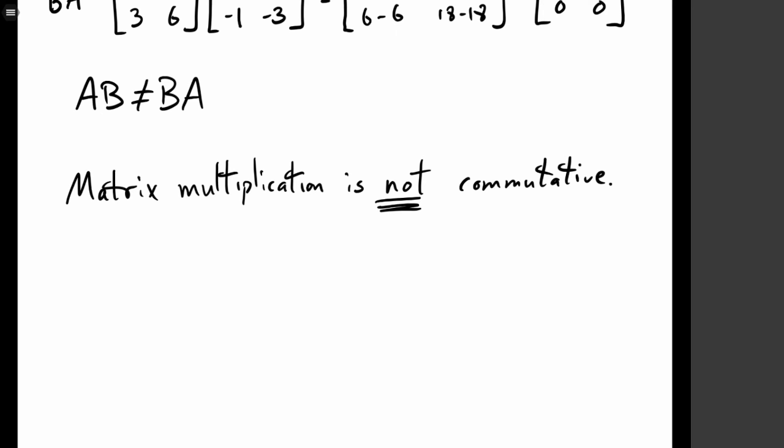All right. So we'll end this one here, and then we'll talk about something called the identity matrix coming up.